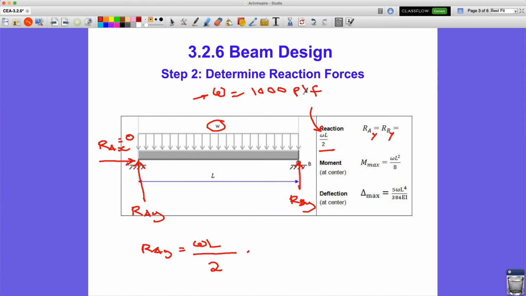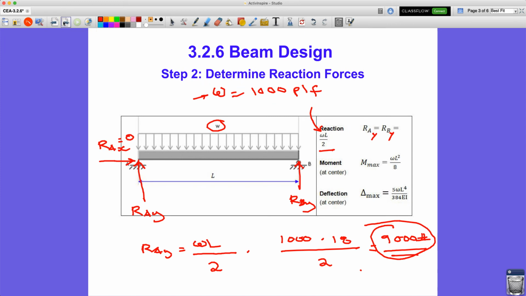So since we have pounds per linear feet times feet, it's going to give us 1,000 times 18 over 2. And this is pounds per feet times feet. The feet cancel, and you get 18,000 divided by 2 gives you 9,000 pounds, or 9 kips. So that's the reaction force at RA and at RB. They're equal because it's symmetrical. That is also your maximum shear for the shear calculations that we're going to do later on.